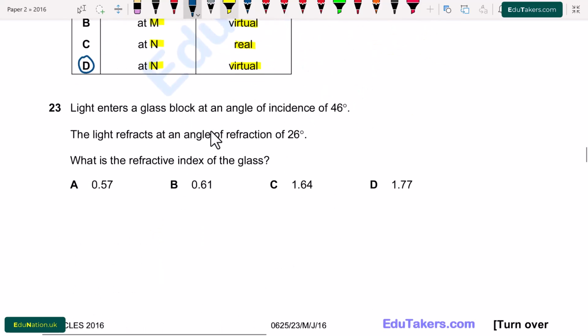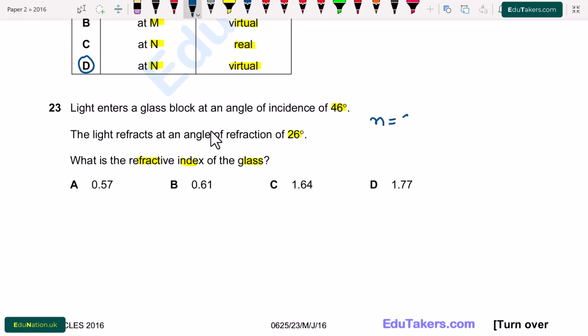Question number 23. Light enters a glass block at an angle of incidence 46 degrees. The light refracts at an angle of refraction of 26 degrees. What is the refractive index of the glass? So here we have to find out the refractive index of the glass.